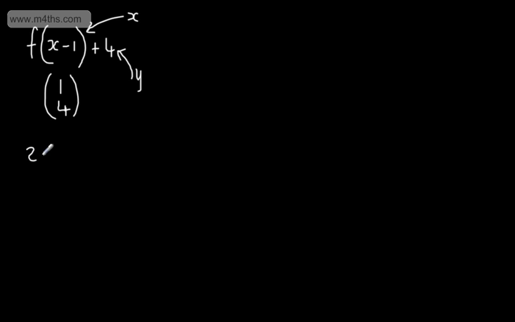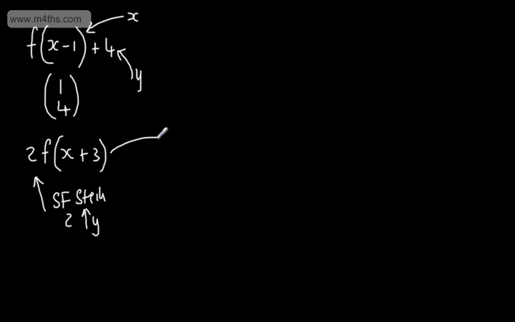If we had 2 f of x plus 3, for example. In fact, we'll do a different one. No, that one will be perfectly fine. Let's go for this one to begin with. What we have here is a scale factor stretch of 2, and this is going to be in the y direction, or parallel to the y-axis, and we have now a vector of minus 3, and this is translating now the curve 3 units to the left.